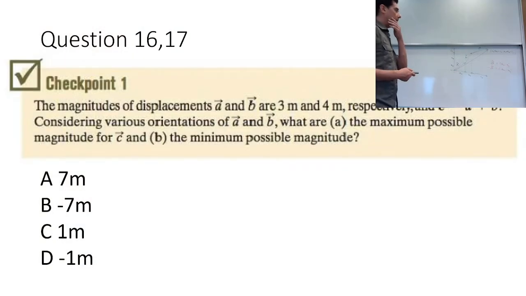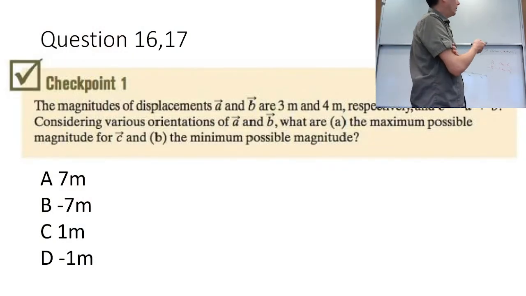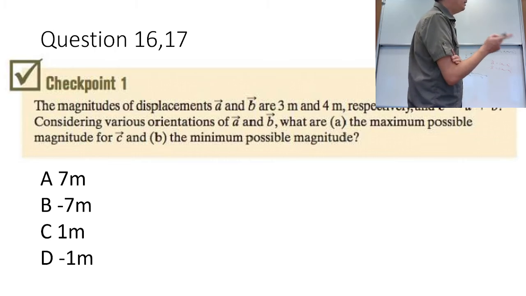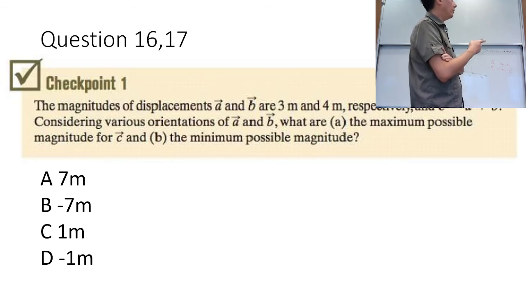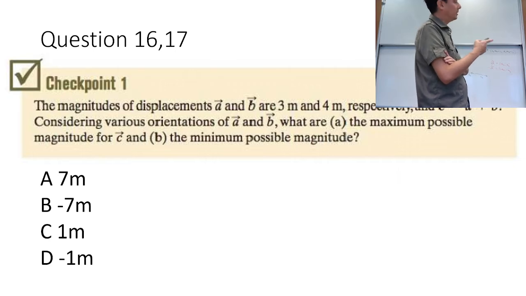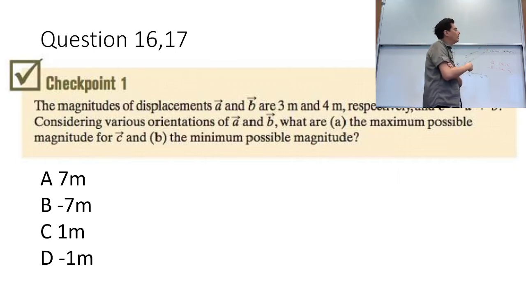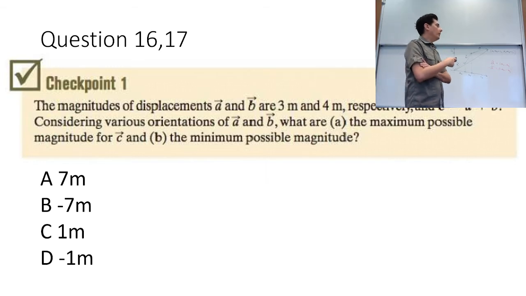Okay. All right. So let's try this one. Magnitudes of the displacements of A and B are 3 and 4 meters respectively. And C is A plus B, the sum of those two vectors. Considering various orientations of A and B, what are the maximum possible magnitude for C, and the minimum possible magnitude? Let's do the maximum first. What would be the maximum possible magnitude of C, which is the sum of those two vectors? Right, 7, yes.